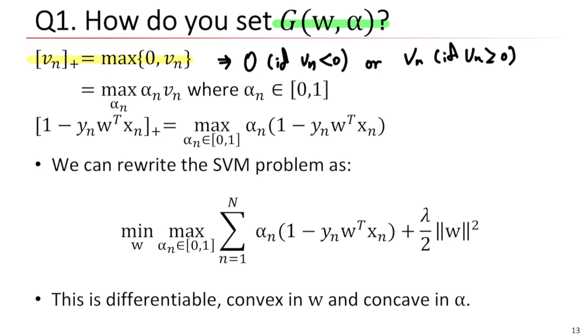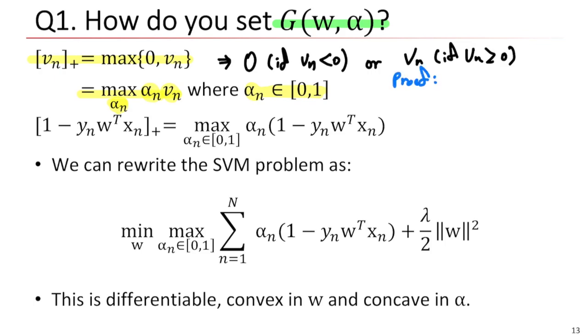So in this case, we can derive a new equation, something like this. Maximization of alpha n times Vn in terms of alpha n, where alpha n is larger than 0 and less than 1. Why? Here's the proof.